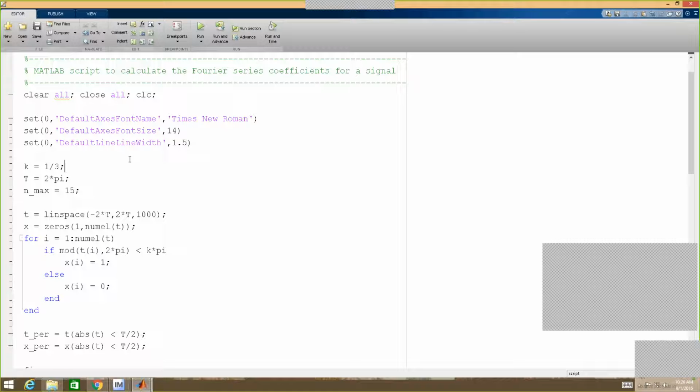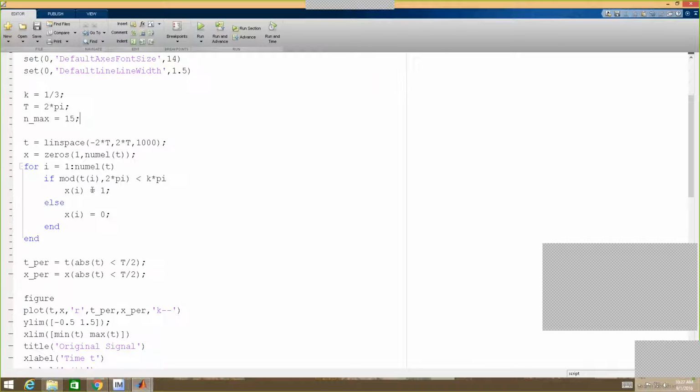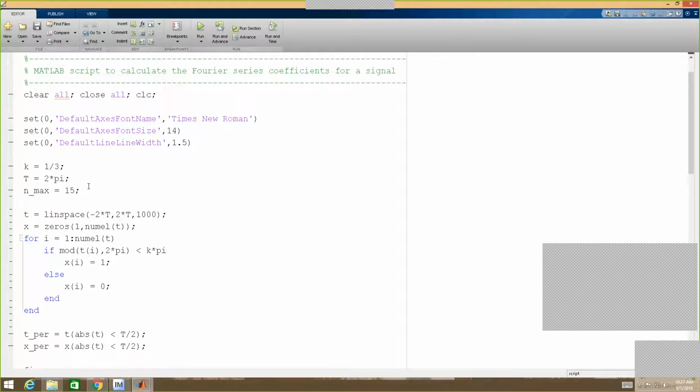So we have our signal which we want to simulate first. Let's first create the signal before we can find its Fourier coefficients. So we take k equal to 1 by 3 as was suggested in the book. Now, our period is 2 pi, so our fundamental period is 2 times pi as we saw from the signal. And Nmax, I'll come to it. Nmax means I'm trying to calculate the first 15 Fourier coefficients. So this is the value of n. As we increase it, we can have more and more coefficients.